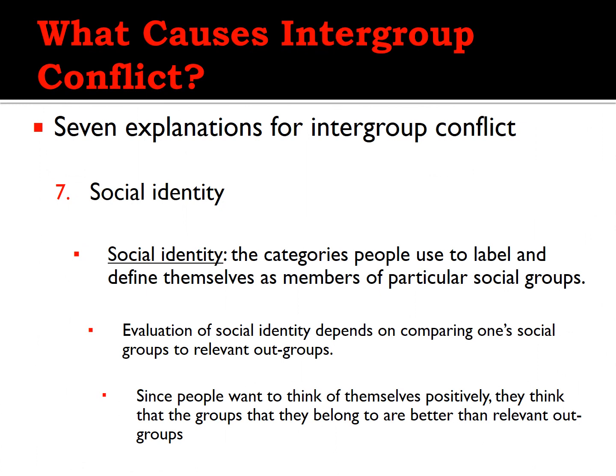Another explanation given for intergroup conflict is social identity theory. As you'll hopefully remember, social identities are the categories people use to label and define themselves as members of particular social groups, like Catholic or woman or NIU student or Latino. As we already learned during our discussion of the self, people do what they can to maintain their self-esteem. And a good portion of our self-esteem comes from believing that the social groups that we belong to, that is, our social identities, are awesome and wonderful.